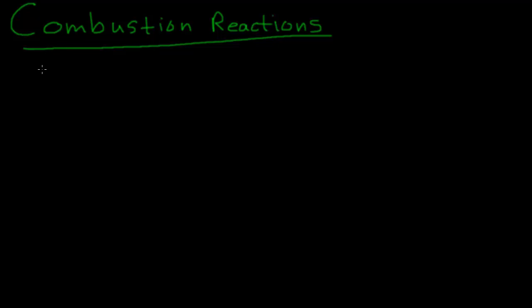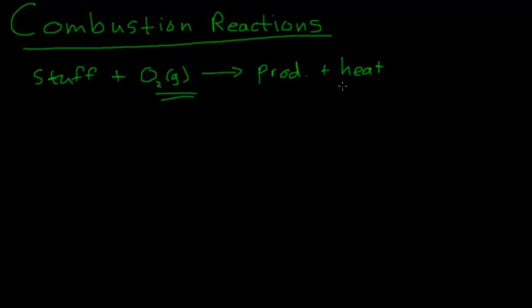Generally, a combustion reaction is defined this way. Anytime you have some sort of stuff, an element or compound, so I'm just going to write stuff here, and you react that with oxygen, so oxygen gas in the air or another source. And you're going to make some products, so I'll just abbreviate that prod. And then the other thing that you're always going to release is heat. So these are characteristics of combustion reactions. What do you have to have? You have to have a reaction with oxygen and you have to produce heat. Those two pieces are essential.